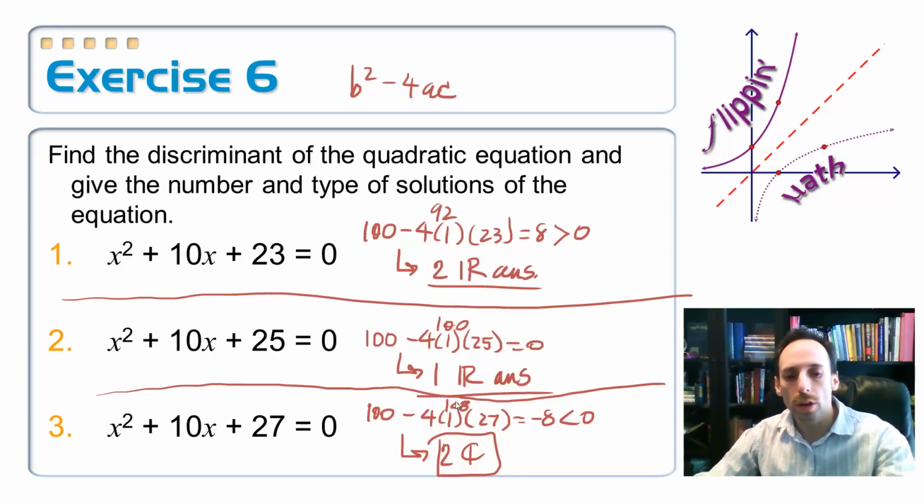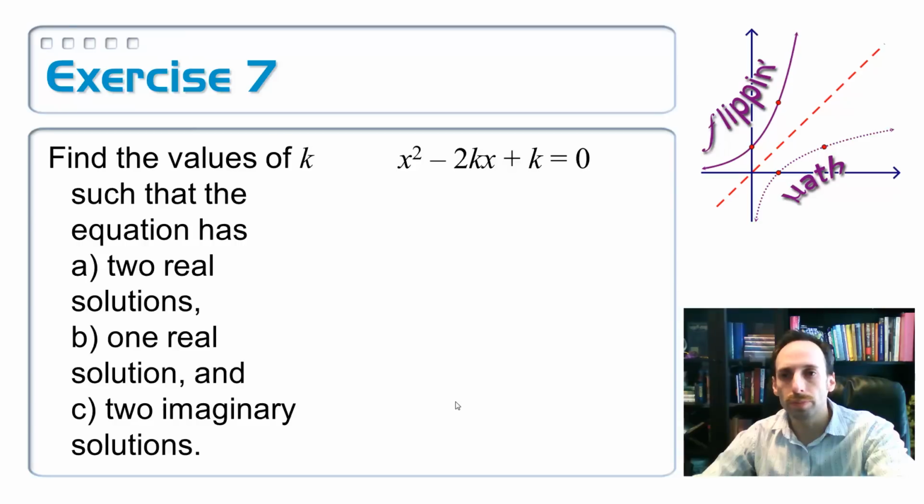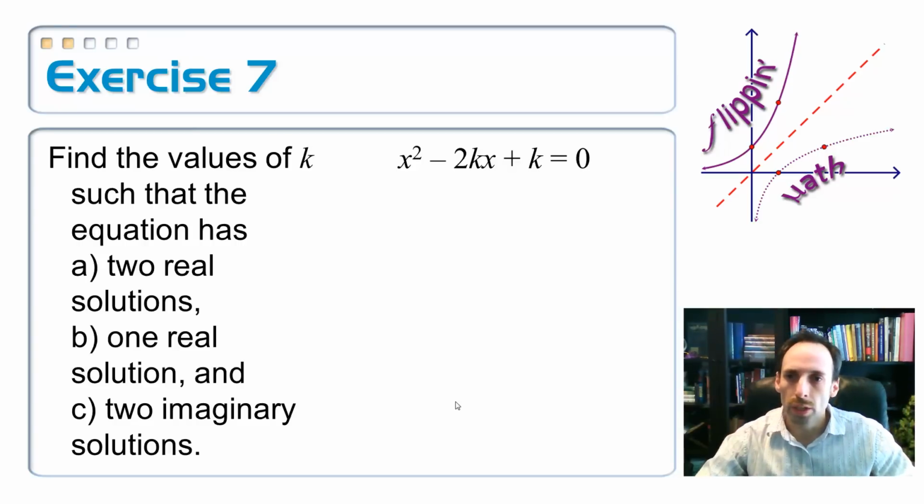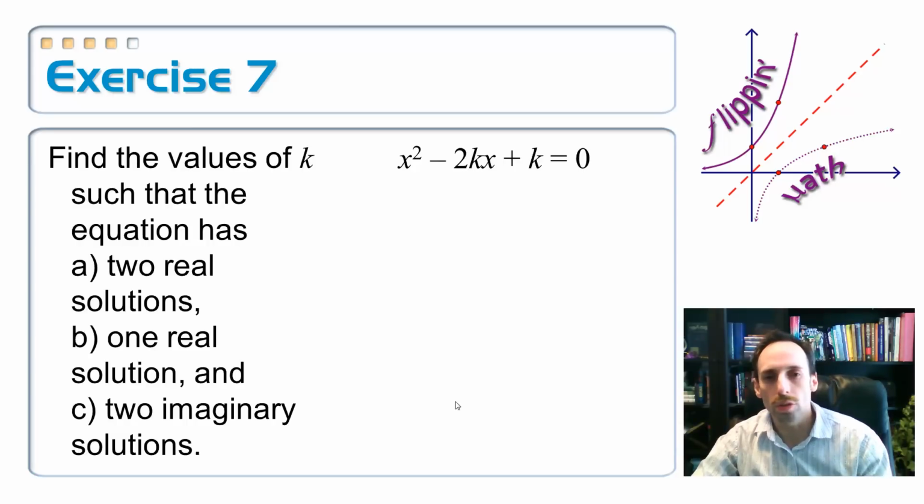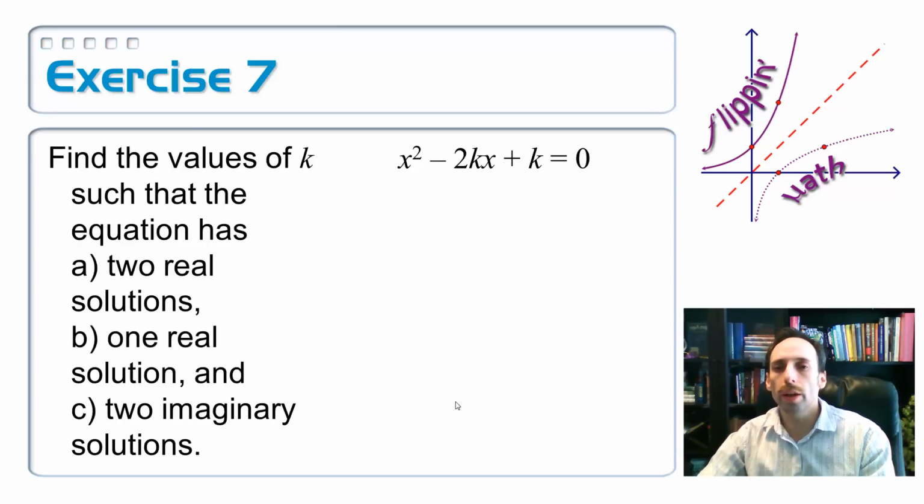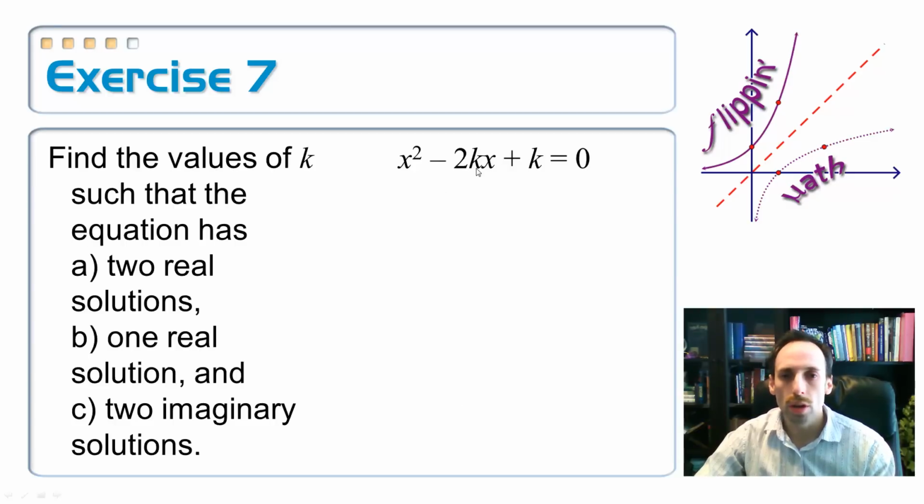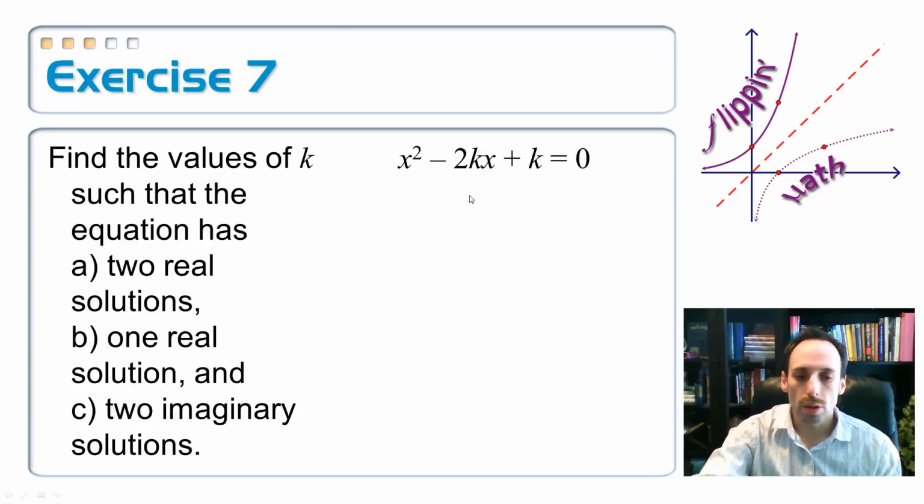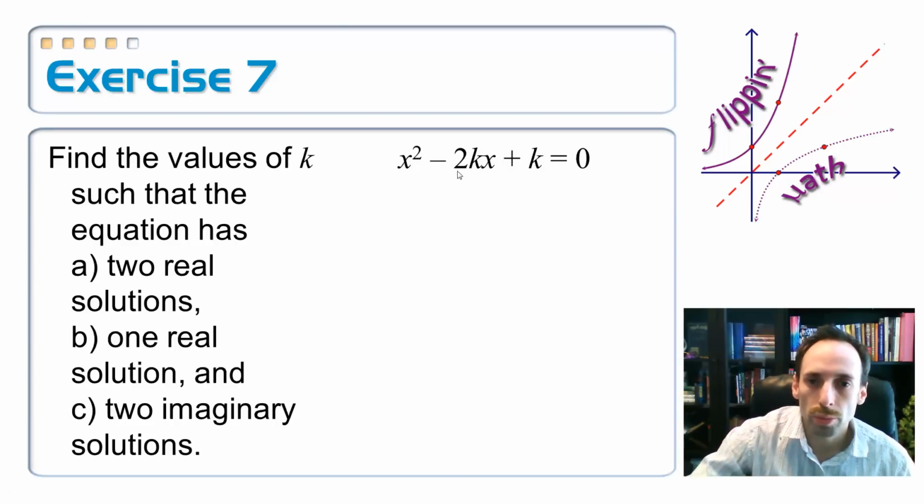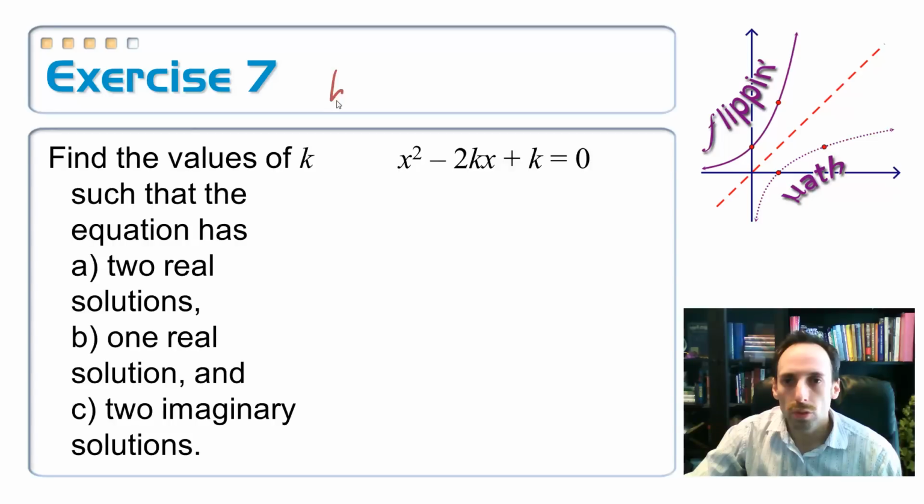Well, you think it's easy enough until you see this last problem. So this is definitely a challenge problem. Find the value of k such that the equation has 2 real solutions, 1 real solution, and 2 imaginary solutions. Well, all of that sounds like I'm going to apply the discriminant, and that's correct. If you look at the equation, I've got some sort of variable in it. Well, why don't I just apply the good old discriminant to this? The b squared minus 4ac on it.